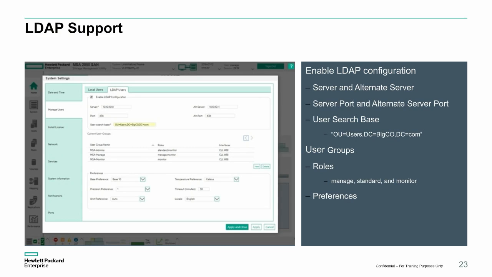Here's the view of the LDAP configuration in the System Management Utility. To complete this page, you will need to know details about the Active Directory servers. On this page, you can see we have entered server IP addresses for both a primary and alternate Active Directory server. We have accepted the default port of 636, a secure port. We have set the user search base to OU=users,DC=bigco,DC=com. This would start the search in the organizational unit users in the bigco.com domain.